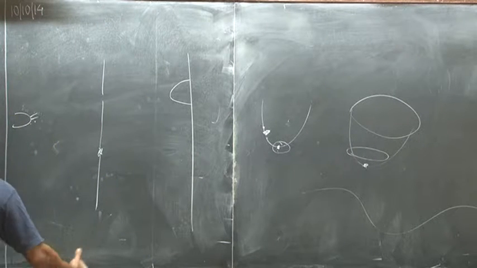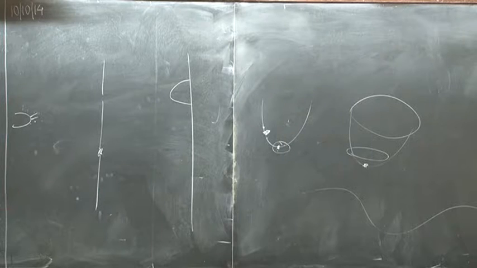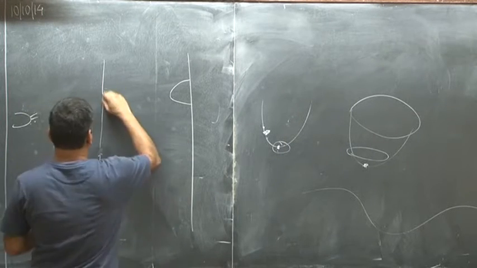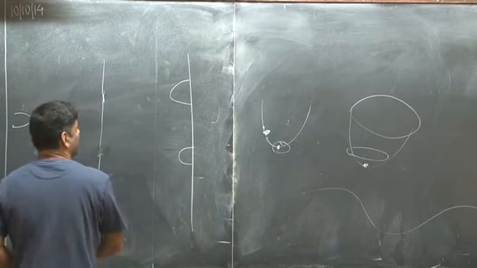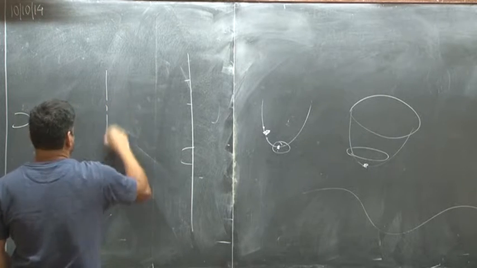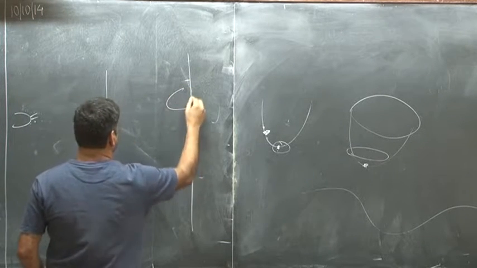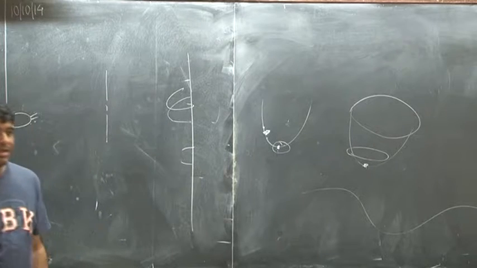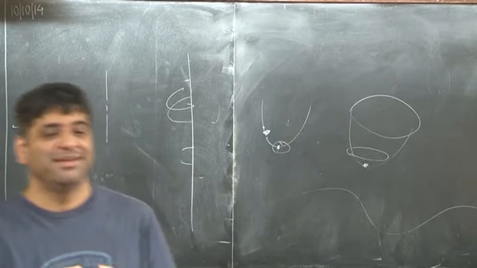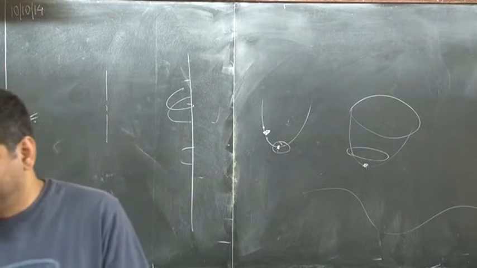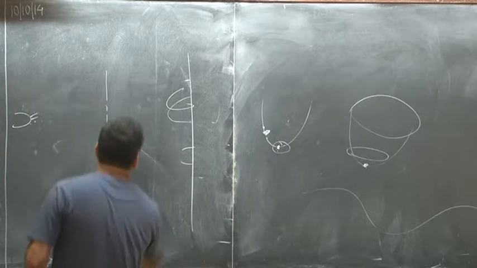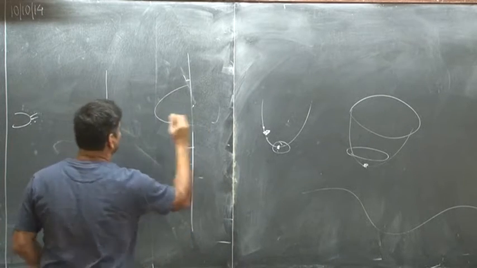I've drawn this very narrow, but you should imagine it wider. On the other hand, if you shut the other slit, you get this. Let me draw these better. Here you get this, and here you get that. Now if you keep them both open and you never heard of quantum mechanics, what would you expect? You'd say, well, the intensity curve is the sum of the two.